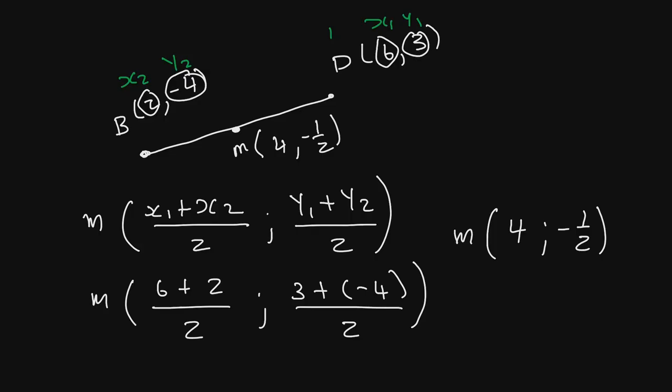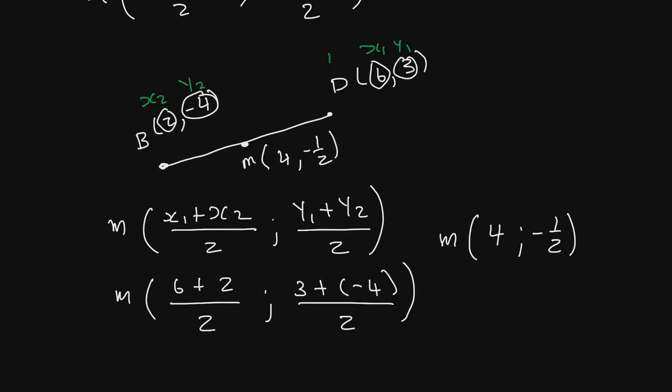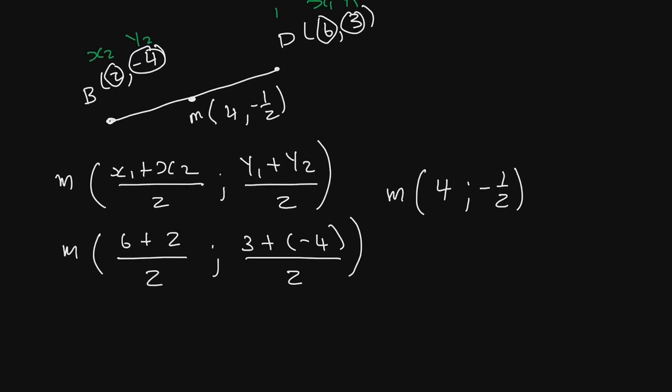But now, the problem will arise. For example, let's say you have a particular line. This line here is line BD.